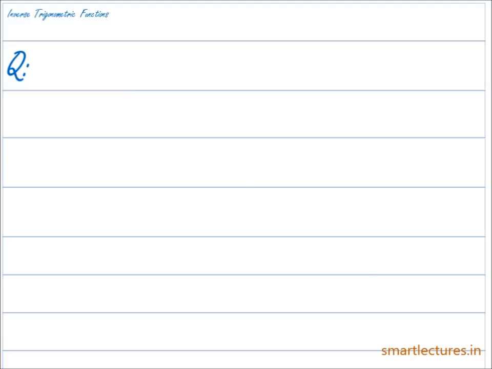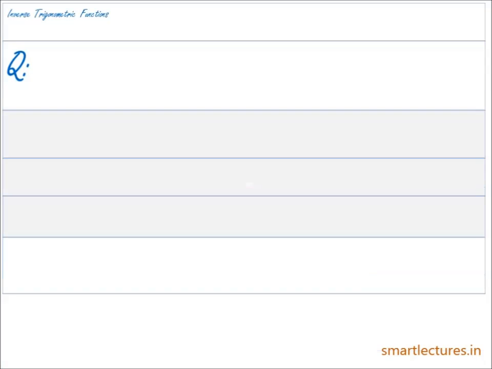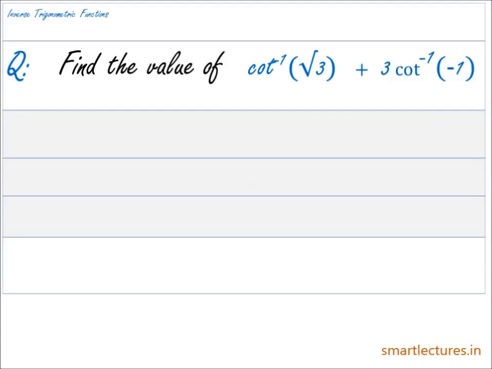So let's solve one more question. Find the value of cot inverse under root 3 plus 3 cot inverse minus 1. Now the expression has got two terms, and the first term is cot inverse under root 3. So let's first find out the value of cot inverse under root 3. Let cot inverse under root 3 be equal to theta.